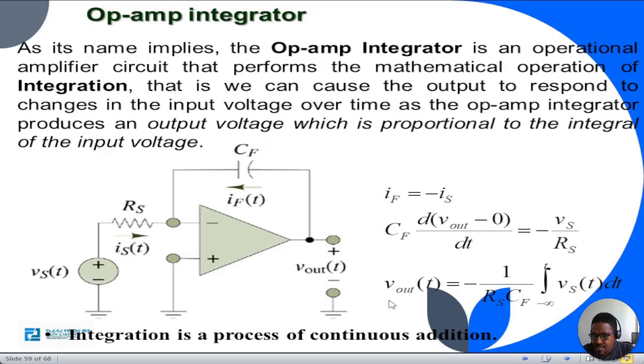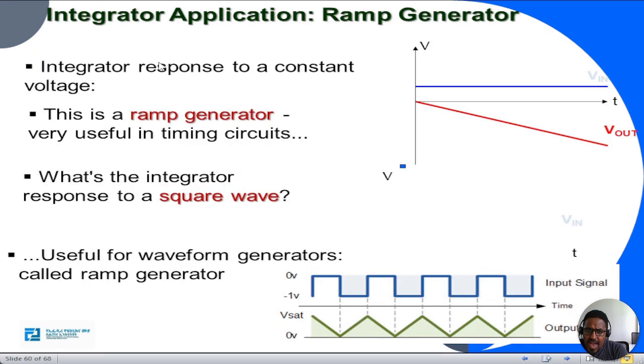So now V of t becomes minus 1 over R S Cf, the integration from minus infinity to t of Vs(t) dt. So integration is a process of continuous additions. The application of the integrator is a ramp generator. The integrator responds to a constant voltage. This ramp generator is very useful in timing circuits.